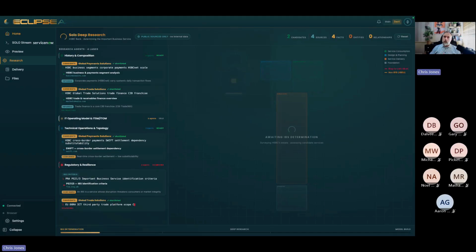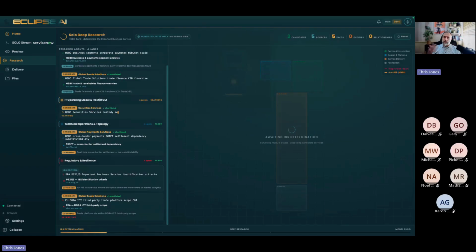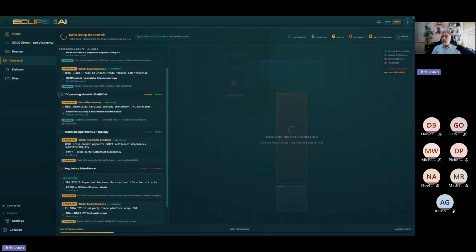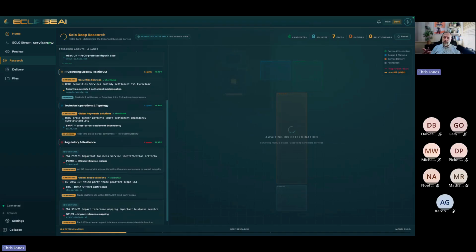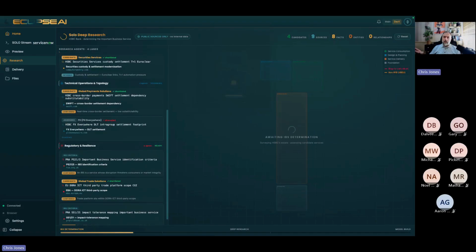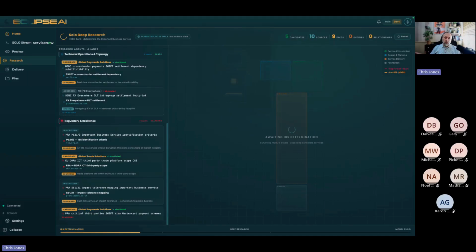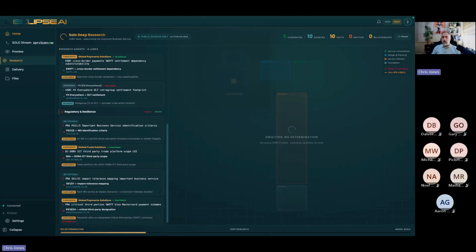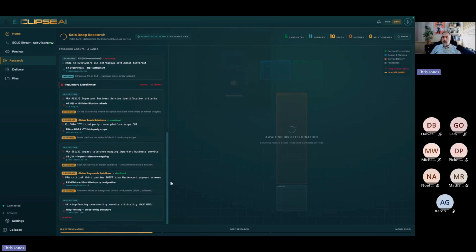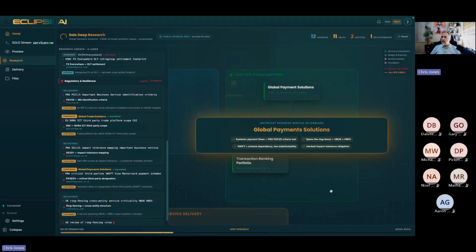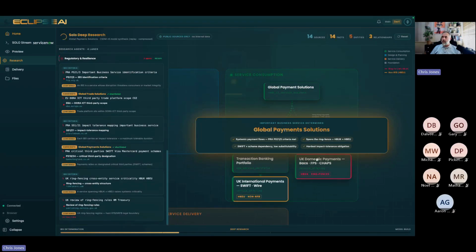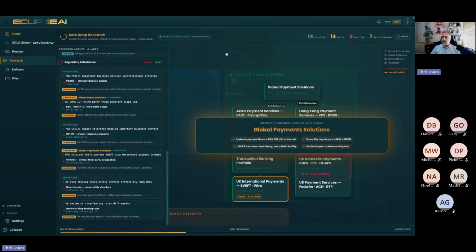They'll have numerous amounts of agents that are generated. It may be 3 initially, as we're seeing on the screen, but it could develop as gaps appear in the narrative that it's trying to paint here. And so it's going through all of the different faculties to decide that global payment solutions is going to be the most important business service that they're going to be concerned with at HSBC.